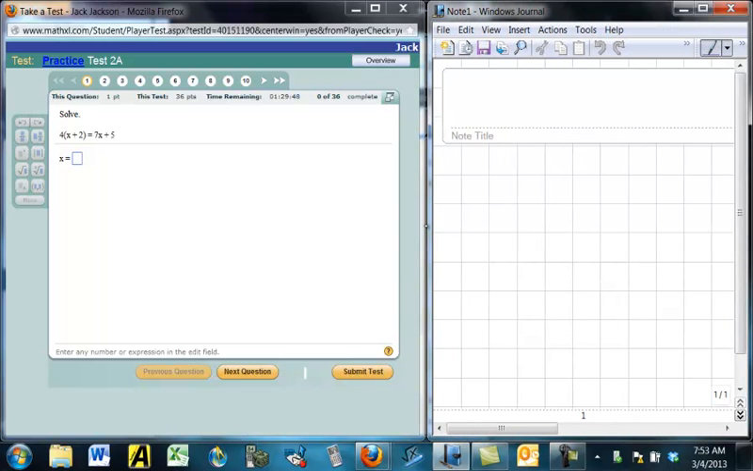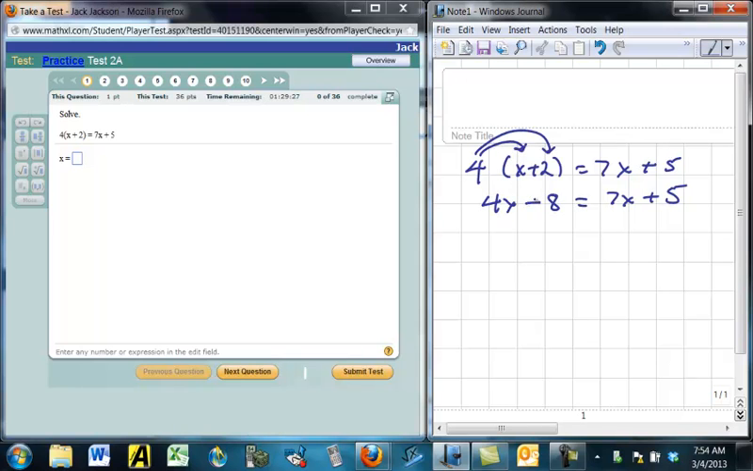Alright, first question. Solve this equation. 4 parentheses x plus 2 equals 7x plus 5. I'm going to simplify each side separately by distributing on the left. 4 times x is 4x. 4 times 2 is 8, so the left side becomes 4x plus 8.